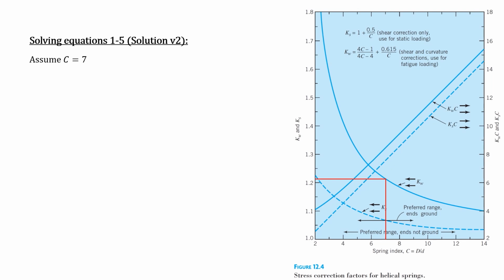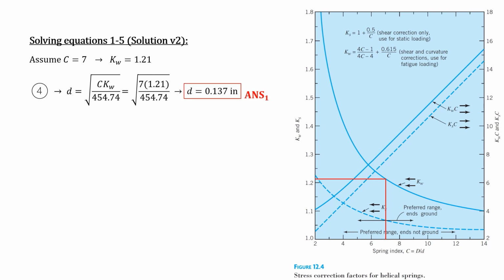So this is still within that preferred range of ground ends. It's more or less in the middle of that. So based on that, we have a KW of 1.21. And yeah, so subbing into equation 4, you have a wire diameter of 0.137 inches. That's the first part of your answer.